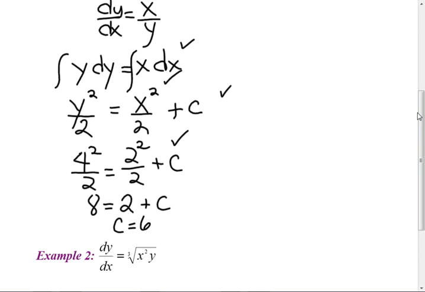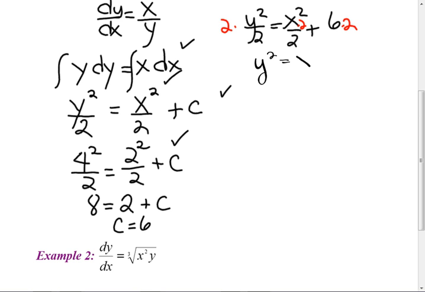Okay, so I've got y squared over 2 equals x squared over 2 plus 6. And why is it hard? Because I have to solve for y. Not divide by 2. Multiply by 2. Yes, but we have a little issue when we square root, which I'm not sure if you know that. So y squared is equal to x squared plus 12. Okay? Jack, what do I do next?